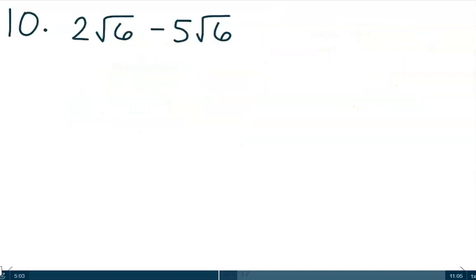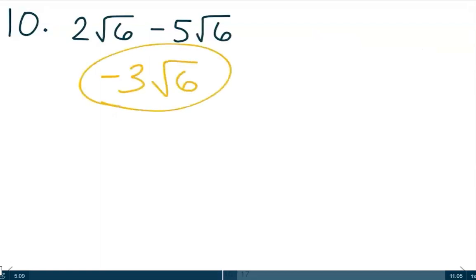Number 10, 2 square root 6 minus 5 square root 6 is negative 3 square root 6. They're like radicals, you can add or subtract them. Just like 2x minus 5x is negative 3x.